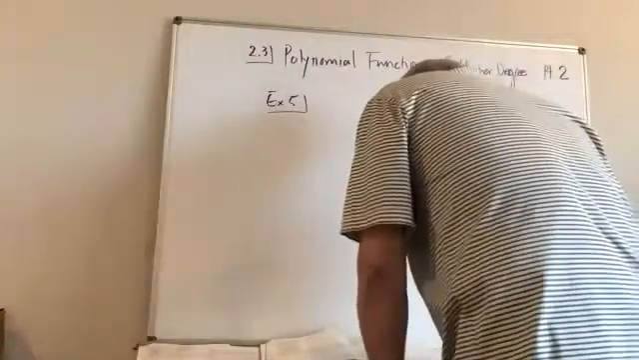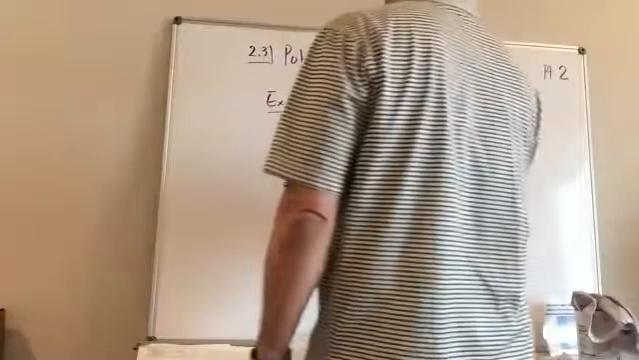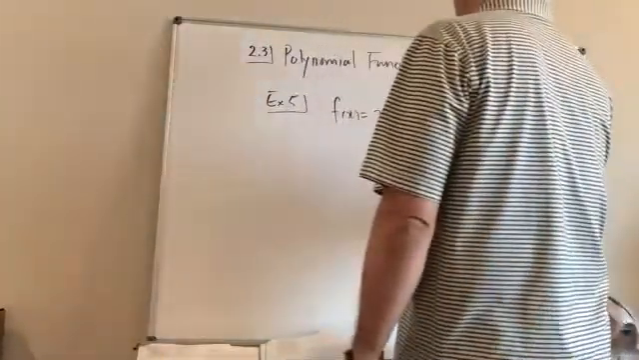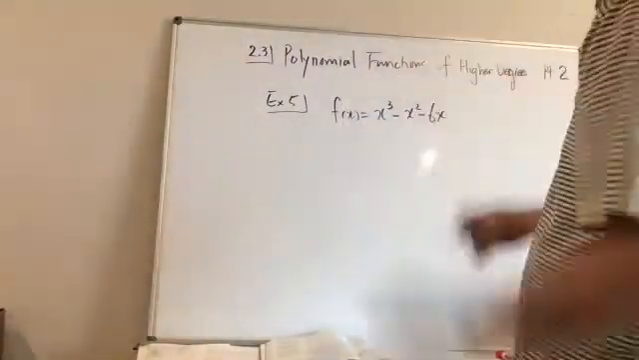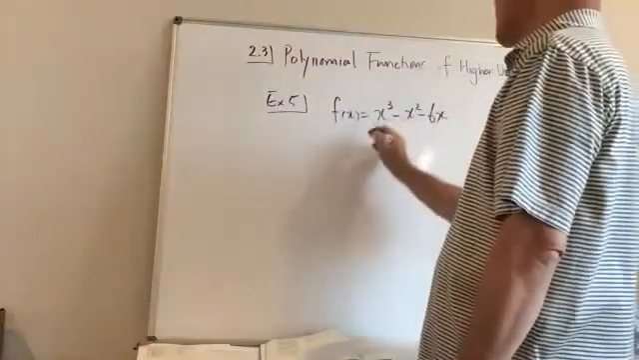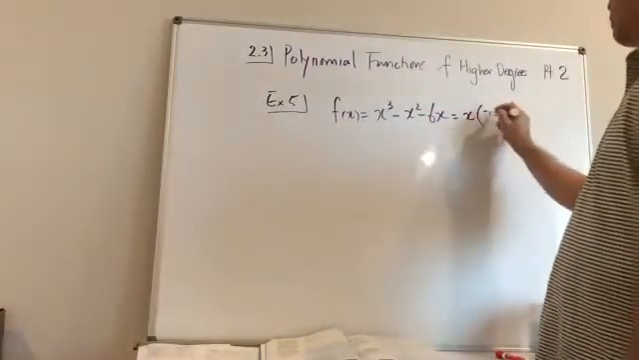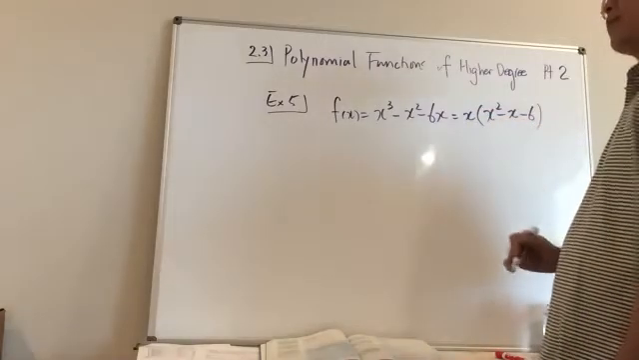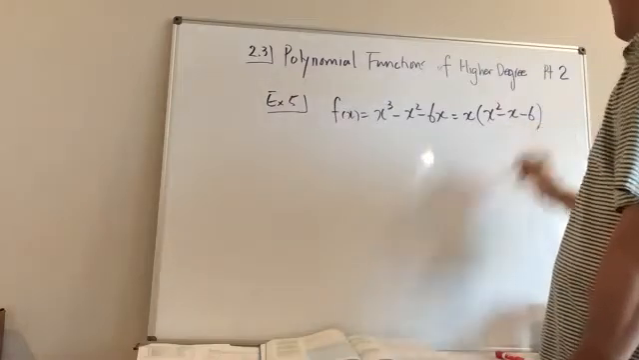Find the zeros of x cubed minus x squared minus 6x. If I'm going to do this algebraically, since I don't have a constant term, everything has an x, so I can go ahead and pull the x out. I'm going to end up with x squared minus x minus 6. So now I have to factor this.